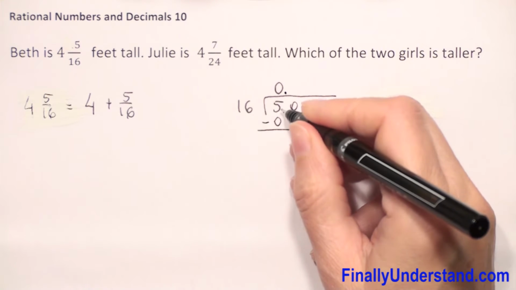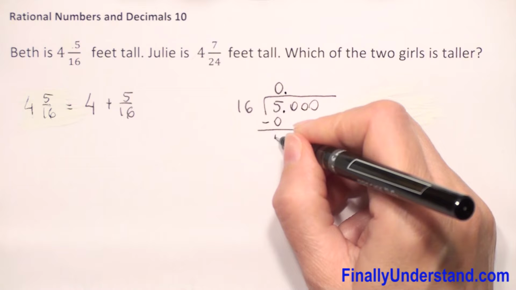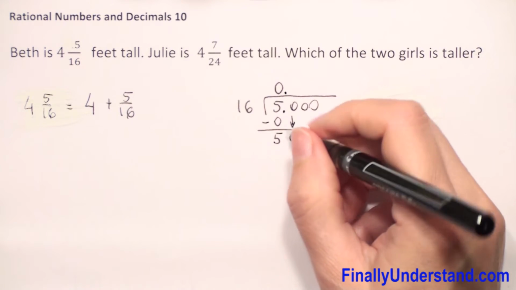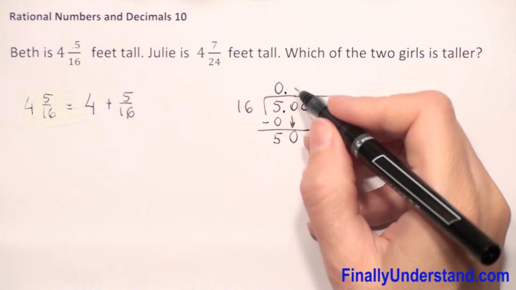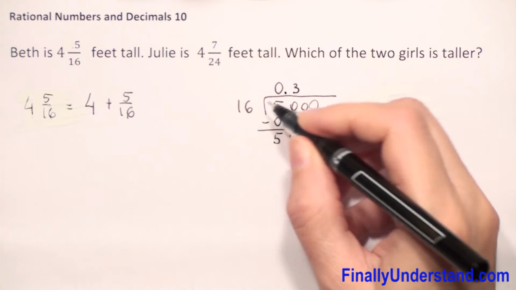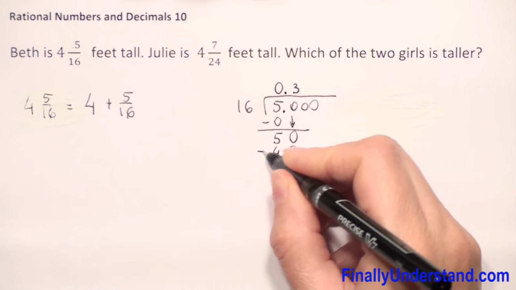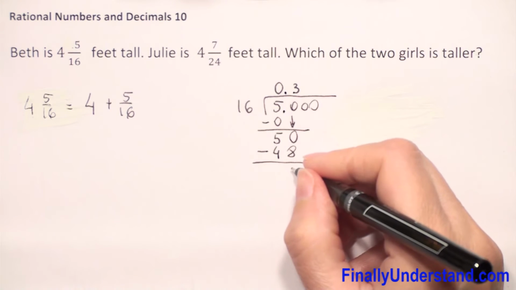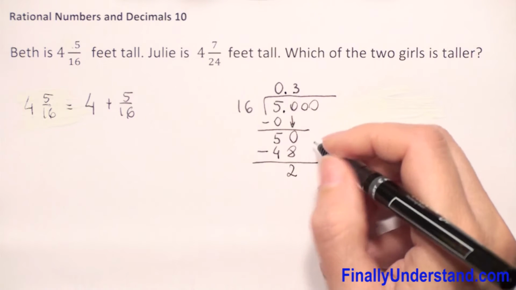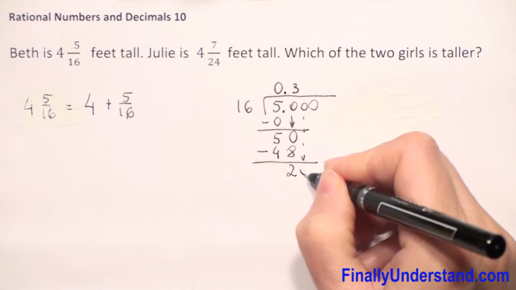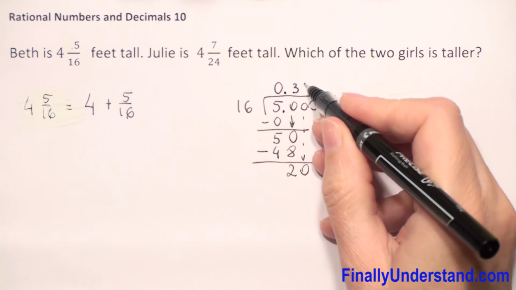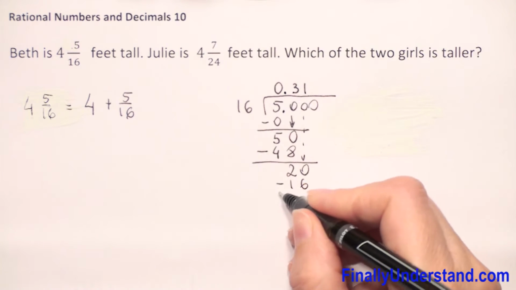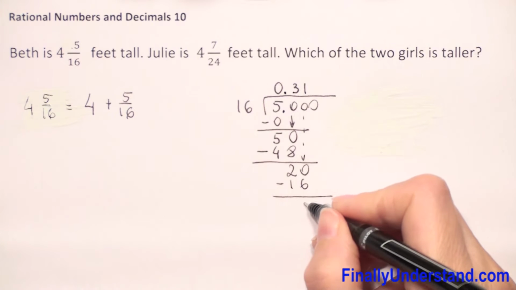Now we have to do subtraction. 5 minus 0 is 5. We take down the first 0. 50 divided by 16 is 3. 3 times 16 is 48. To do subtraction, 50 minus 48 is 2. So 2, we take down the next 0. 20 divided by 16 is 1. 1 times 16 is 16. Subtraction. 20 minus 16 is 4.